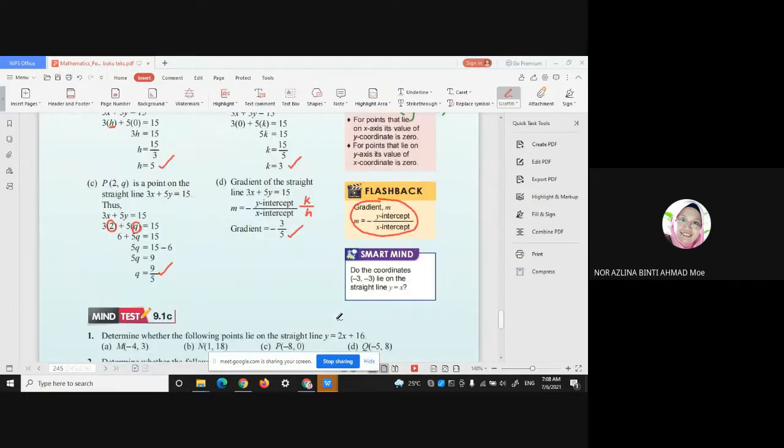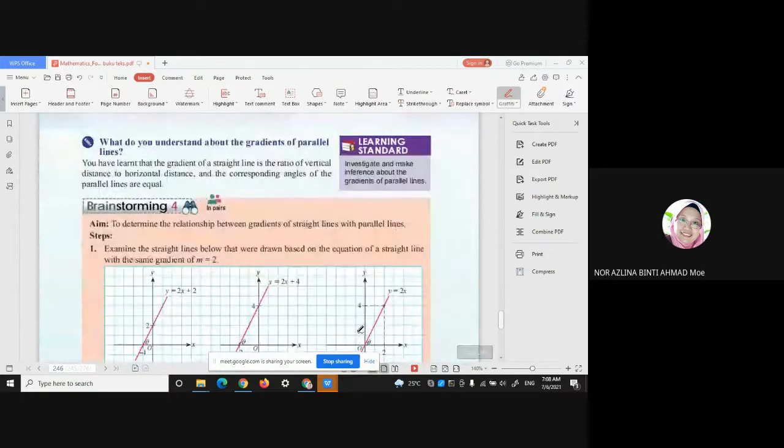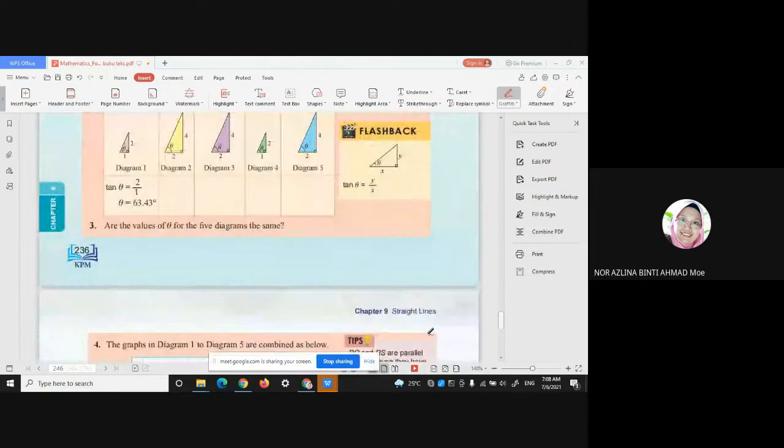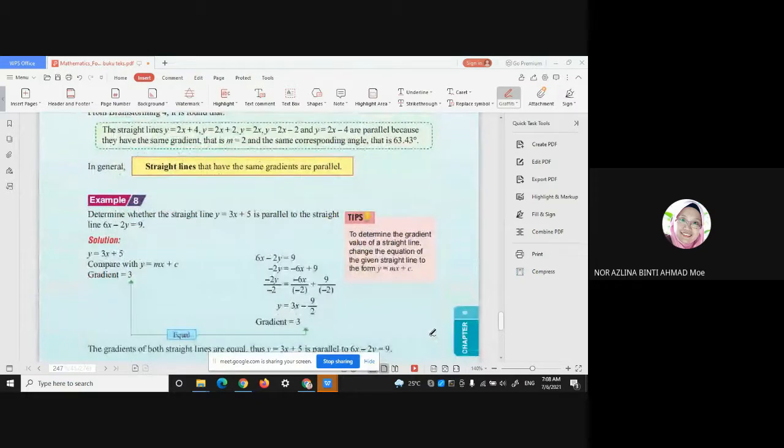Okay. That is example 7. Next, gradient of parallel line. Okay, look at example 8. This point before example 8: straight lines that have the same gradient are parallel. This is same gradient, parallel. Let's say this is m equal to 2. This is m equal to 2 also.